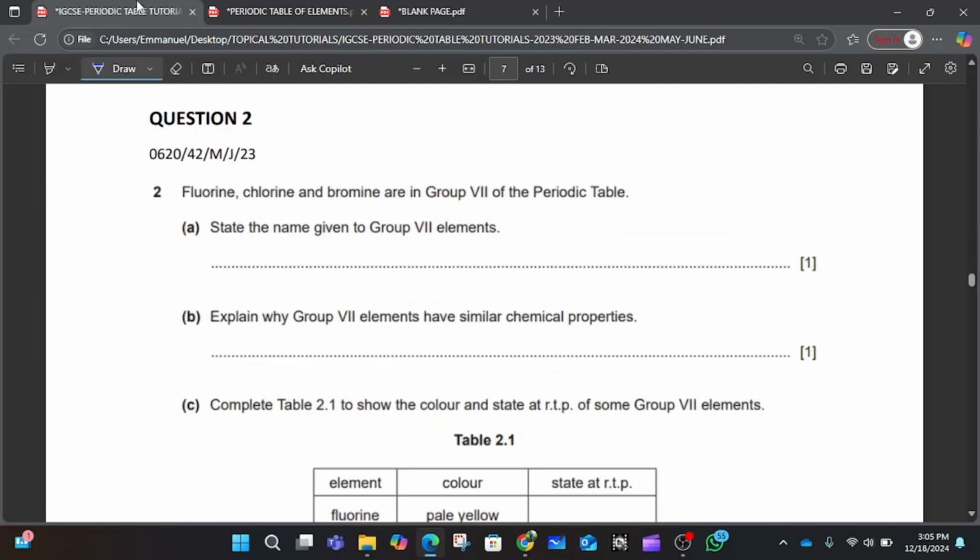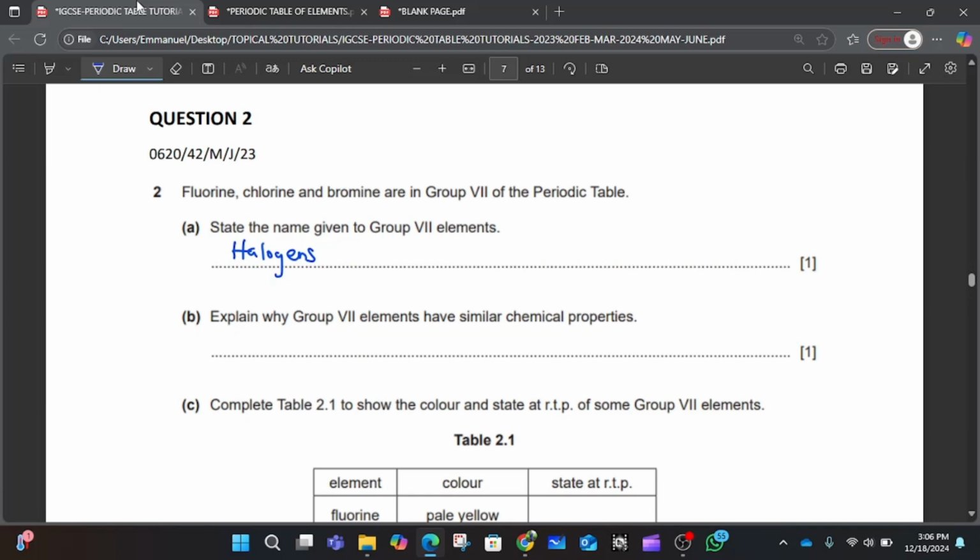The next question is question 2 of May-June 2023, paper 4-2. Question 2. Fluorine, chlorine, and bromine are in group 7 of the periodic table. A. State the name given to group 7 elements. Group 7 elements are called halogens. B. Explain why group 7 elements have similar chemical properties.